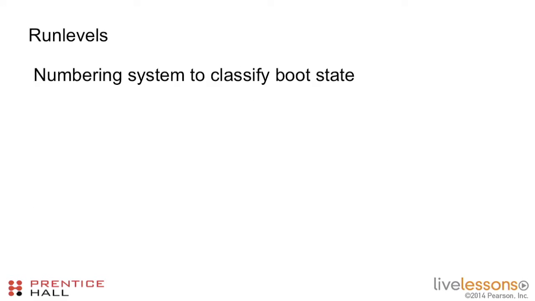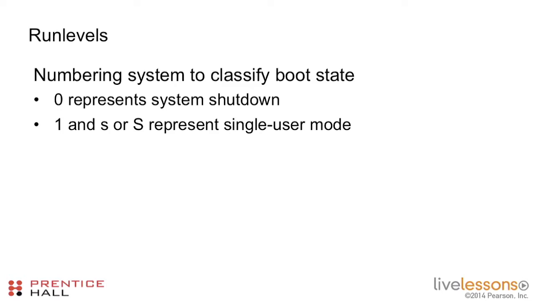Run levels are really just a numbering system to classify what boot state we're in. And we can just see really quickly what that means by looking at the run levels themselves. 0 represents that the system is shut down and is just not operational. Run level 1, or sometimes referred to as S, represents single user mode, meaning that no network services are started, no other users are able to log into the system.